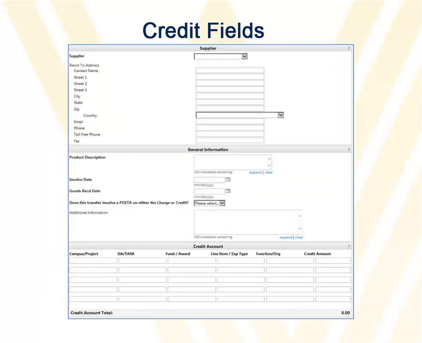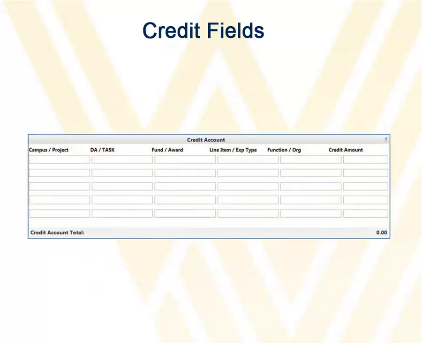Some forms have an area for you to enter the account to be credited. If you do not know the account, you can leave the account number fields blank, but be sure to enter the amount to be credited. Note that you can enter either general ledger information here, or grant account numbers here.